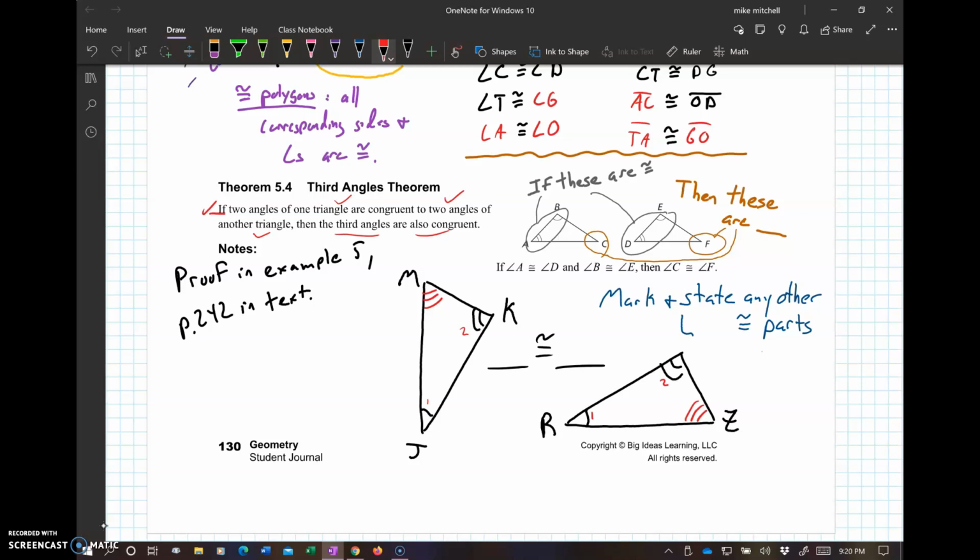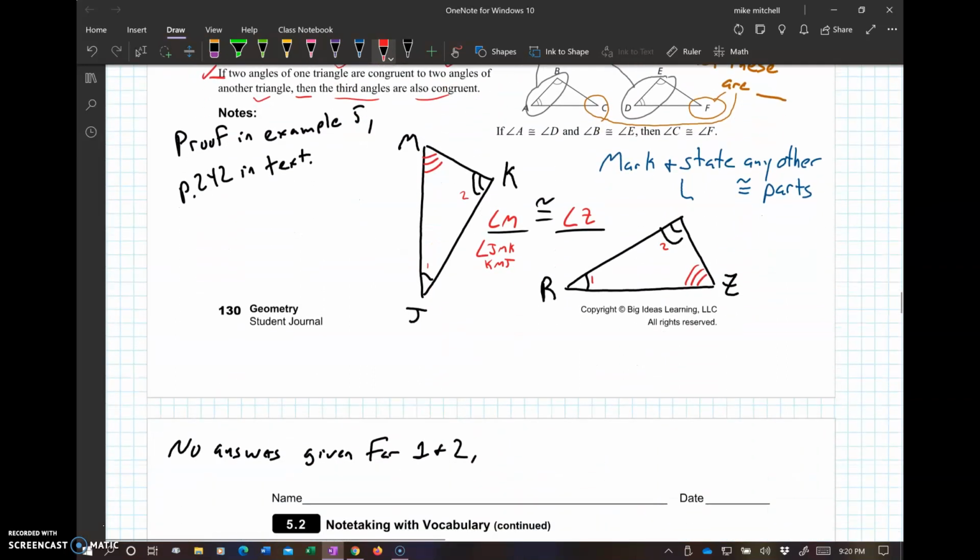If-then statements coming up again. So which angles do we have going in here? Fill it in. That would be angle M is congruent to angle Z. Remember, you can call this angle JMK or angle KMJ. That's the same thing. There's no other angles there to confuse it with, so angle M and angle Z are fine.